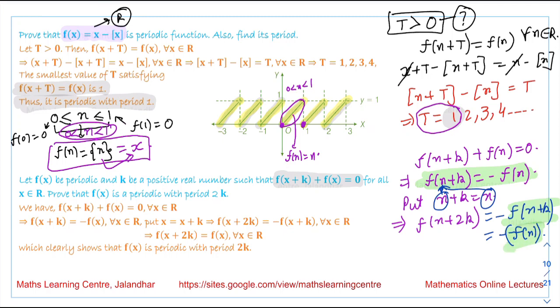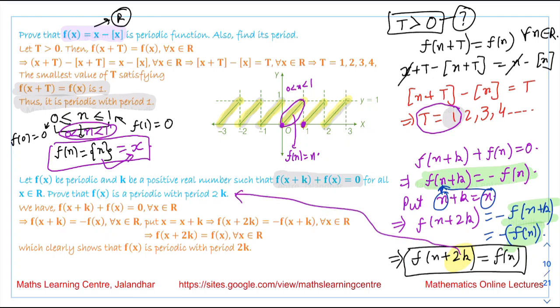So the answer we are obtaining in this case implies that f(x + 2k) is equal to f(x). So this gives us that the period of this function is 2k, and this is what we had to prove. Next are some standard results on periodic functions.